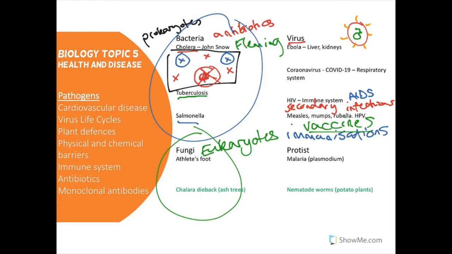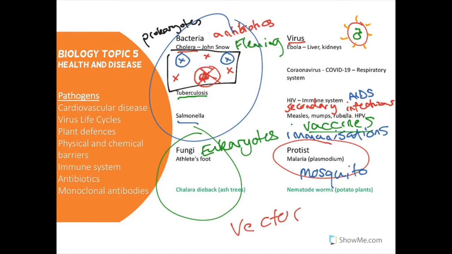And the final type of pathogens are the protists. So the main one that you need to know about is malaria. It's not caused by a bacteria, a fungi, or a virus. It's caused by a single-celled animal. And this grows in your liver and it'll damage it if you've got malaria. And it's spread by a vector. So a vector is just something that spreads a disease. And the mosquito is the vector that spreads malaria.